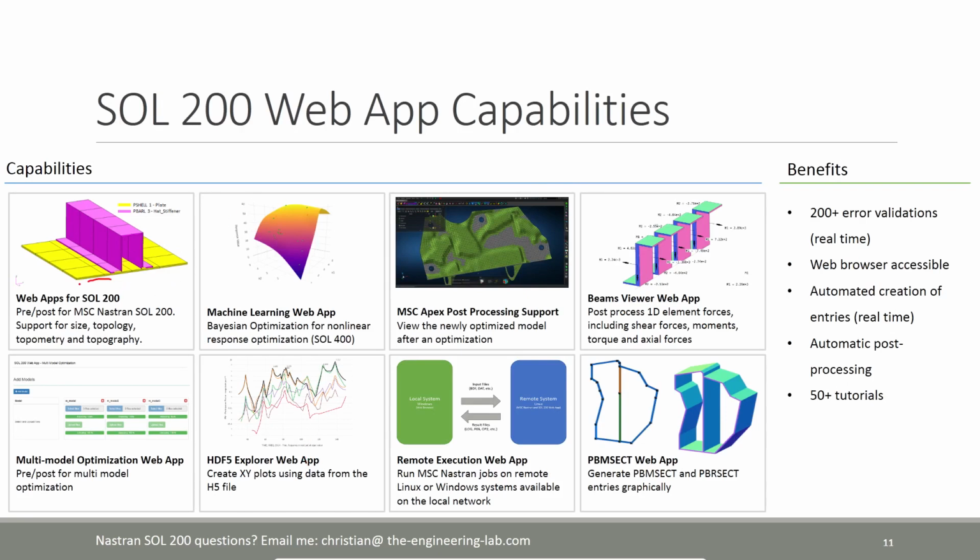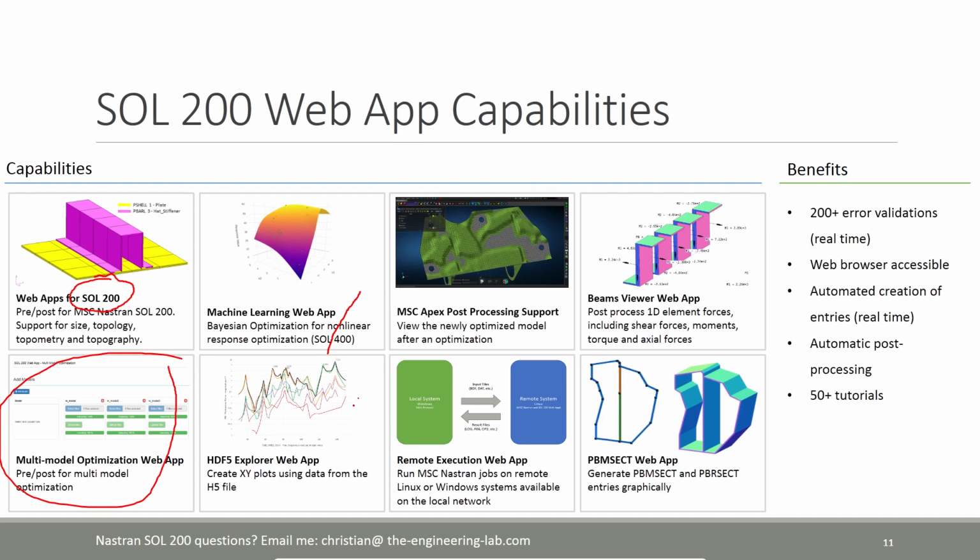We'll be primarily using the Sol 200 part of the web app, which allows you to perform simple optimization. Also know that the web app has automated machine learning capabilities. This is really neat stuff. You can let the machine learning algorithm automatically adjust your structure for you. That's also included in this package. We have multi-model optimization capabilities.